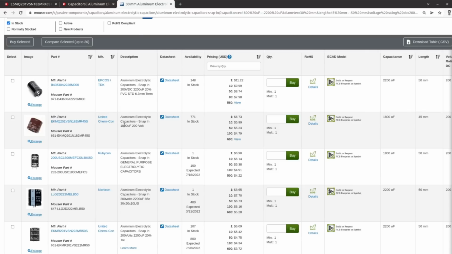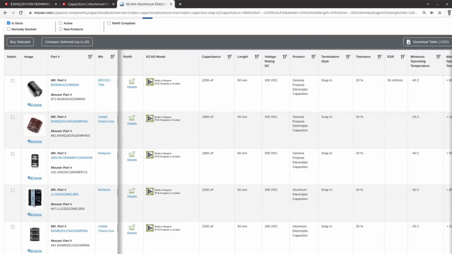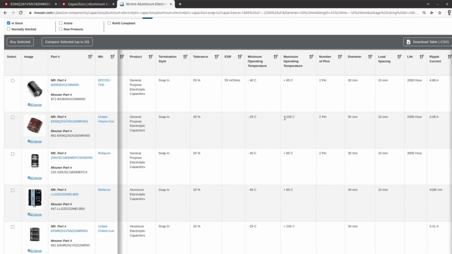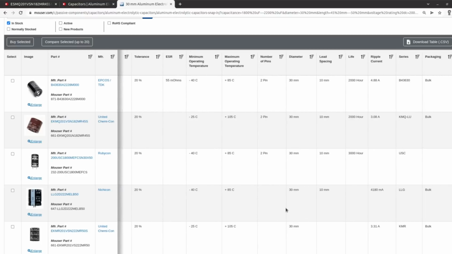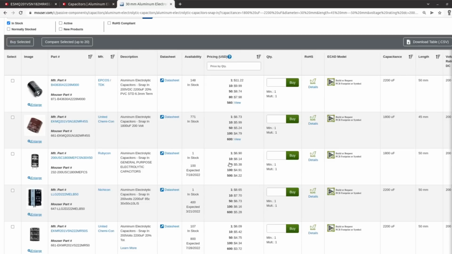This one is also United Chemicon. 1800 microfarads, 105 degrees C rated, 2000 hours. Oh, that is the KMQ series we've seen on DigiKey with lower ripple current. We don't want that. Let's see, this Rubicon does not have ripple current specified. USC series, 3000 hours, also 85 degrees C. $6.90 a piece and only one in stock.